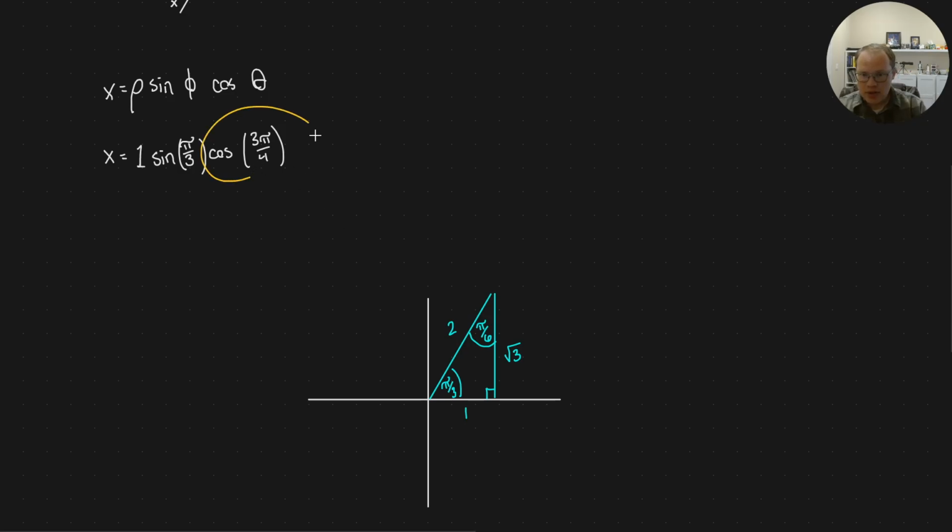I'm also going to need cosine of 3 pi over 4. 3 pi over 4 is in quadrant 2, right? 3 pi over 4 goes all the way over here, like this.